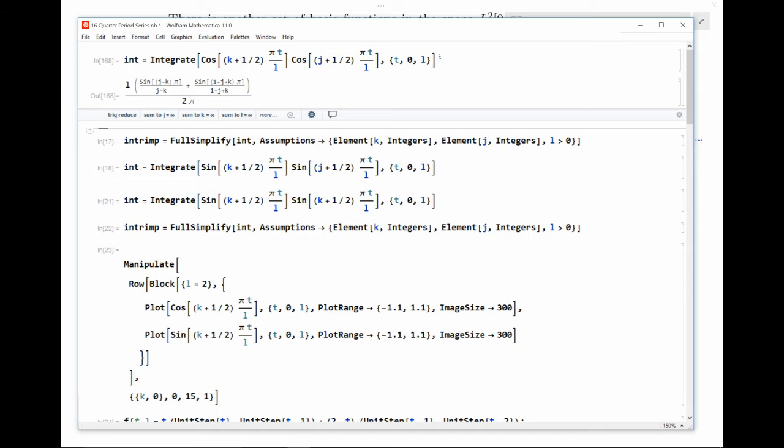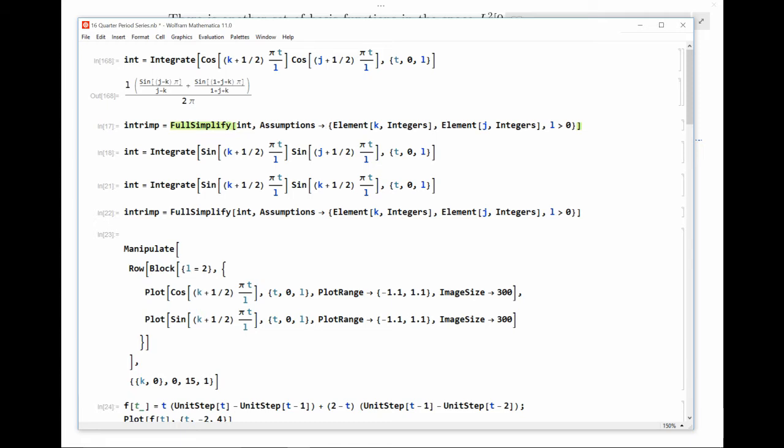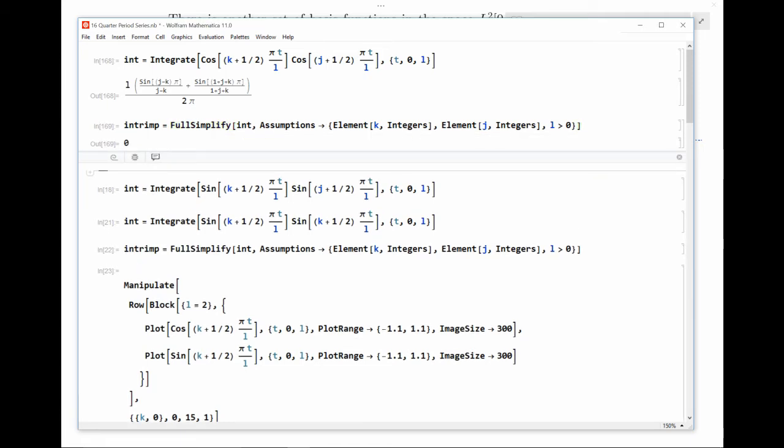It's very obvious from just looking at this formula that it is going to give me 0, because if j and k are different, then j minus k is going to be an integer, and sine of any integer multiple of pi is going to be 0. The same goes for the second sine. It's just going to be 0 because what is inside a sine is an integer multiple of pi. But just to make sure, I'm going to ask Mathematica to do all the work for me. And sure enough, Mathematica tells me that this inner product is actually going to be 0.